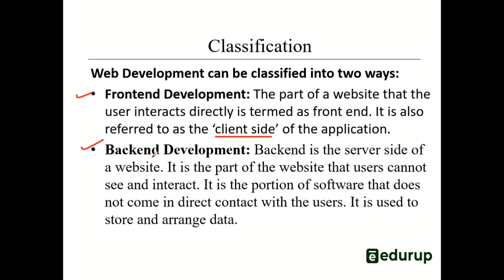Coming to the back-end part, back-end development is the server side of a website. It is a part of the website that users cannot see and interact with directly, which means it is indirectly interacted with. It is a portion of software that does not come in direct contact with the users. It is used to store and arrange data. Okay, there are two classifications over here, front end and back end. Front end will be directly interacted with. Here it is indirectly interacted with. This is the client side of the application. Okay, understood? It's the back end part and front end part.